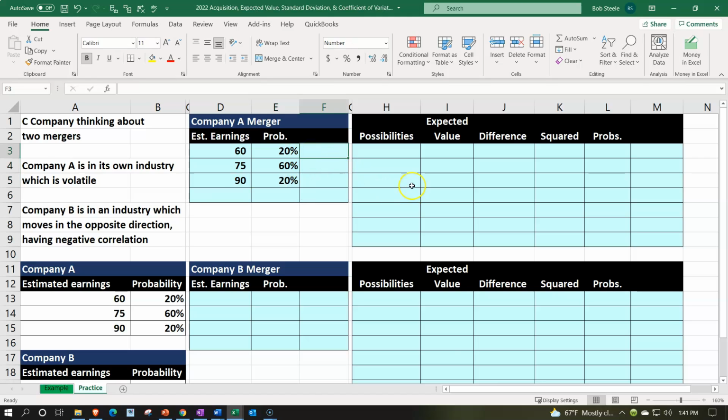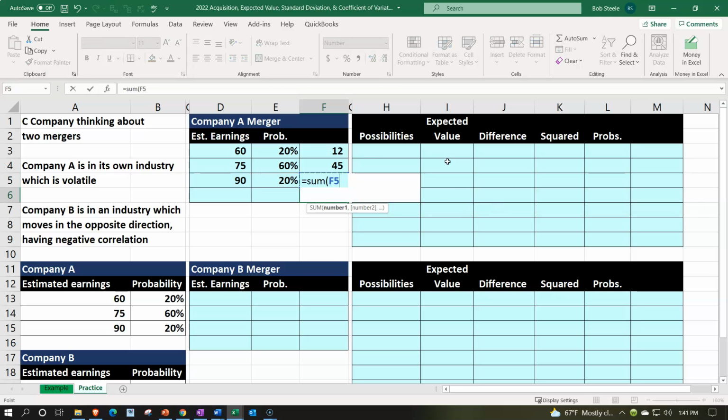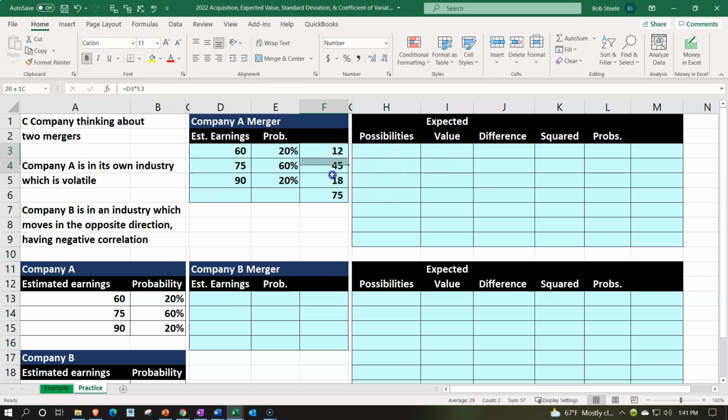Then we'll multiply this across. The 60 times the 20% likelihood is 12. We've got the 75 times the 60% likelihood, 45. We've got the 90 times the 20% likelihood, or 18. Summing this up then will give us our expected value. Let's add some decimals to it. Selecting our column here, number group, add a couple decimals. So there we have it, and that's going to be our expected value.